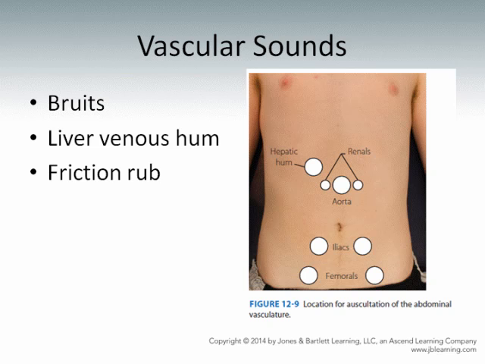Next is the liver venous hum. The presence of an abdominal venous hum is diagnostic, usually of portal vein hypertension. It's usually secondary to cirrhosis.